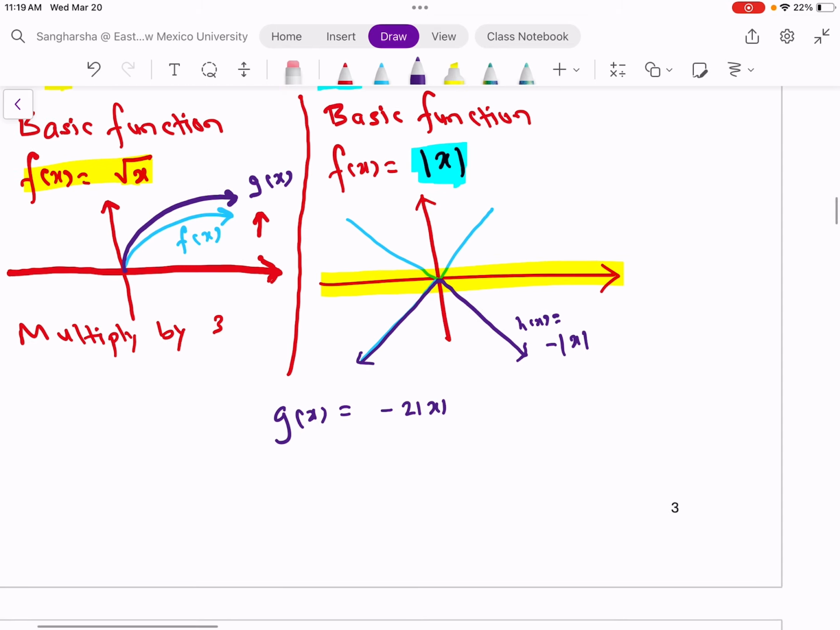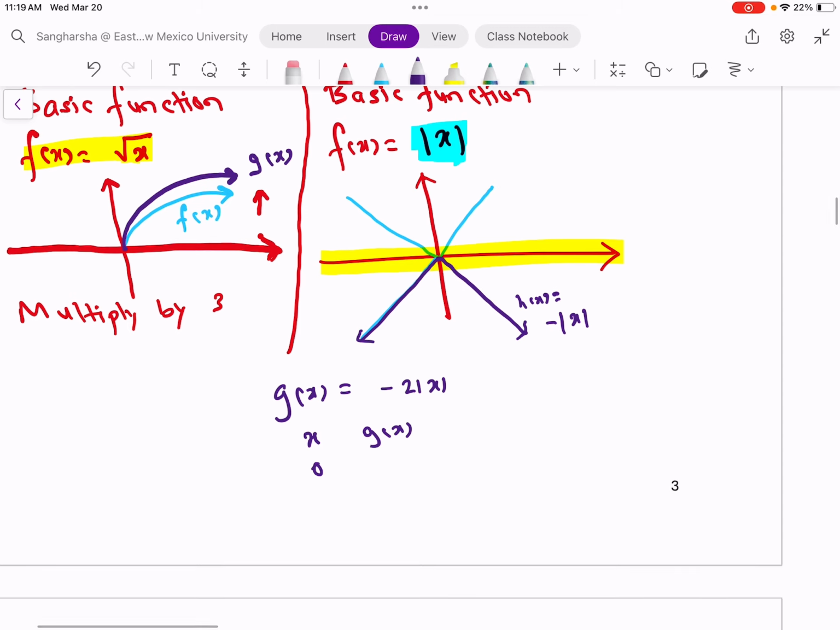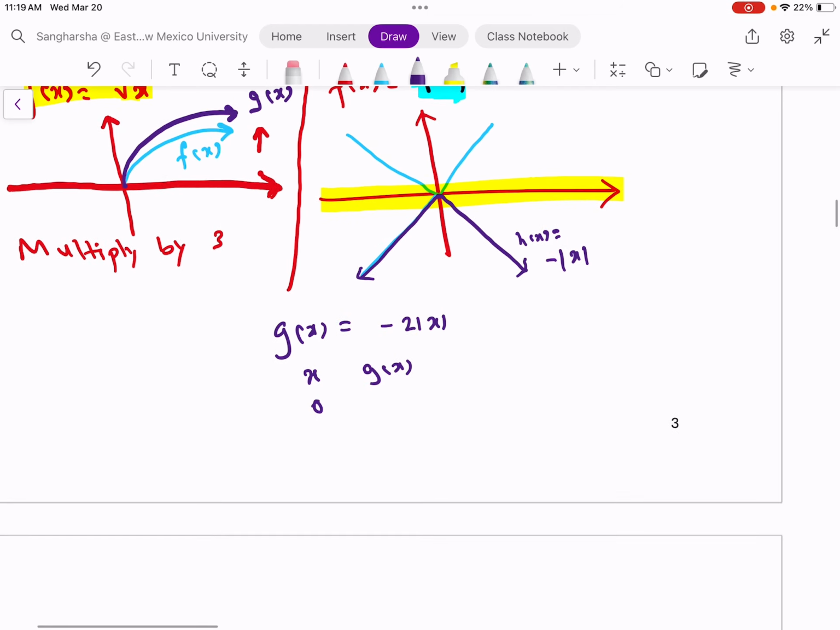Now let's make a table. We have x, and we have the output g of x. We can choose any number. Let's choose x equals 0. If x is 0, what will be our g of x? Is it negative 2 or 0? We have negative 2 times absolute value of 0, that is 0. Let's choose 1. Then we have negative 2. Let's choose negative 1. Still negative 2, right?